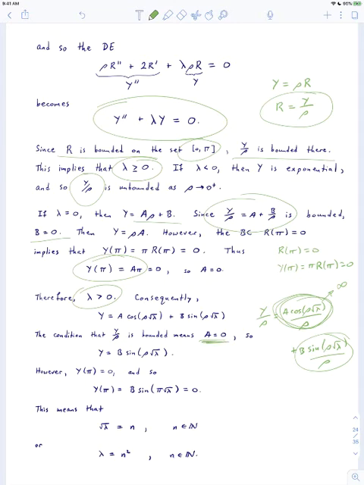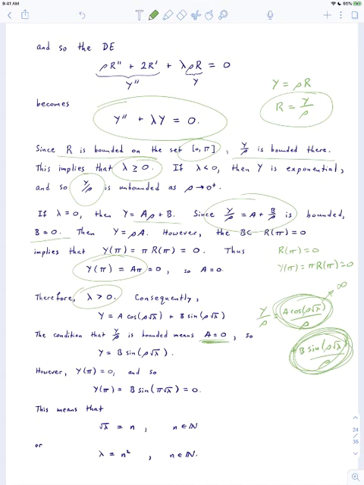So that means that y is equal to b times sine of rho times the square root of lambda. We know that this limit exists as rho goes to 0, so this is finite. So that means y is equal to b times sine of rho square root of lambda.